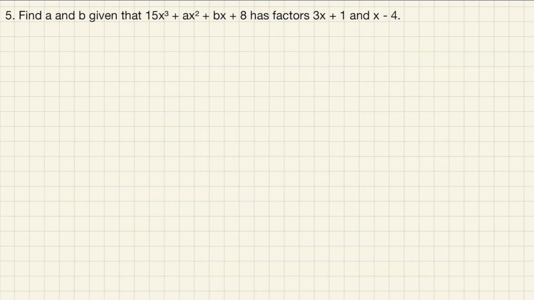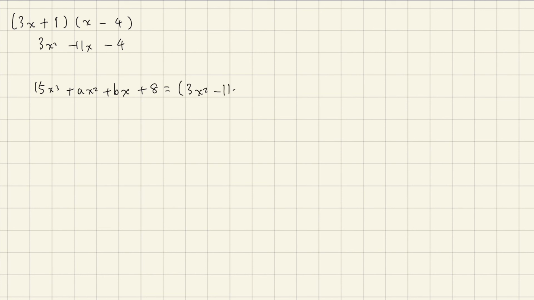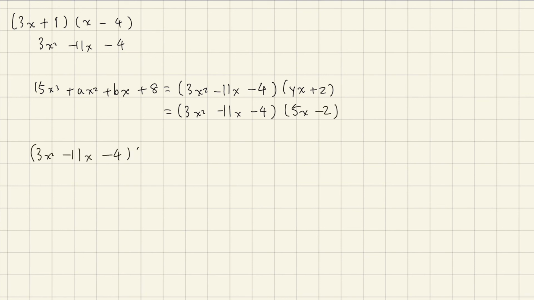Finally, question 5. Find a and b, given that 15x cubed plus ax squared plus bx plus 8 has factors of 3x plus 1 and x minus 4. From the question, we know that two factors of the original function are 3x plus 1 and x minus 4. So, we can multiply the two to get one large factor of the function and use it to find the final factor. We know that the final factor will be a linear function since the original function is cubic.